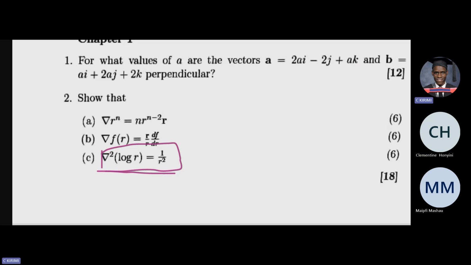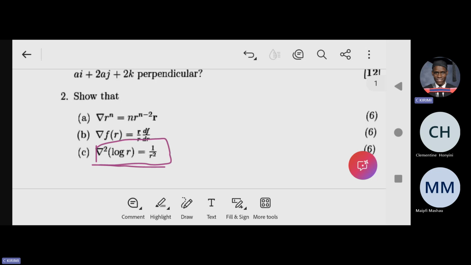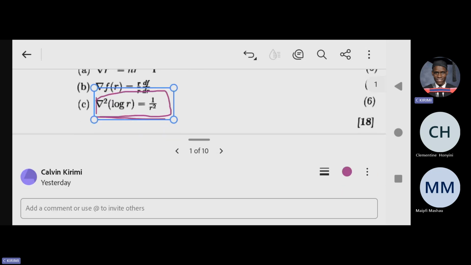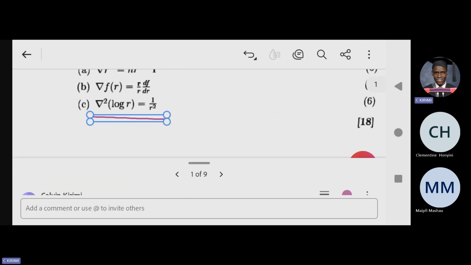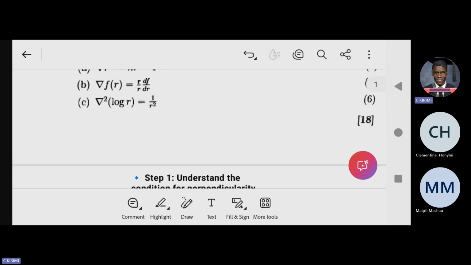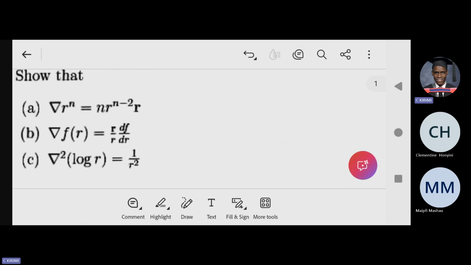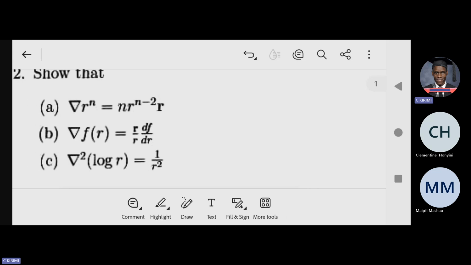Then on the top equation, which is B, we have been told that grad f(r), any function that is a function of r, can be written as r as a vector divided by r, which is the scalar, times df/dr. We proved this one already. So we are going to be using that very same concept when we are trying to show that. So how am I going to use the above equation, which was proved in B?